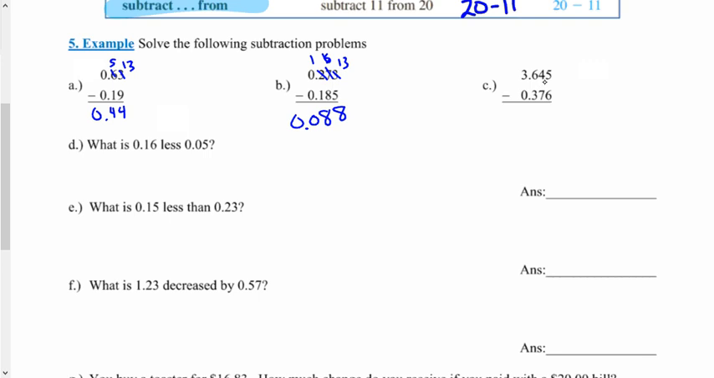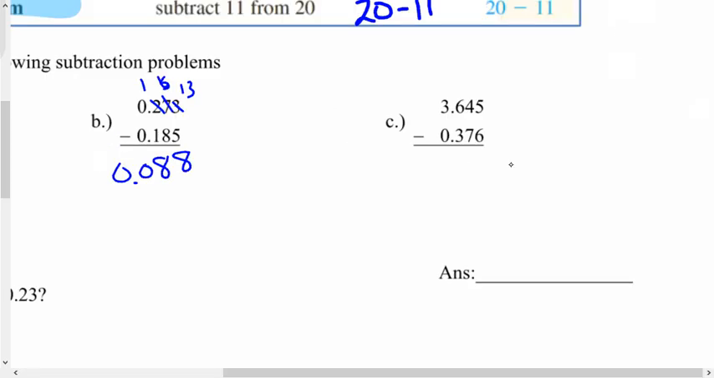Okay, a lot of these have a lot of borrowing in them, so you've got to keep track of things. Okay, let's maybe see if we can zoom in on that. Okay, that's a little better. Now we have a little more room to work.